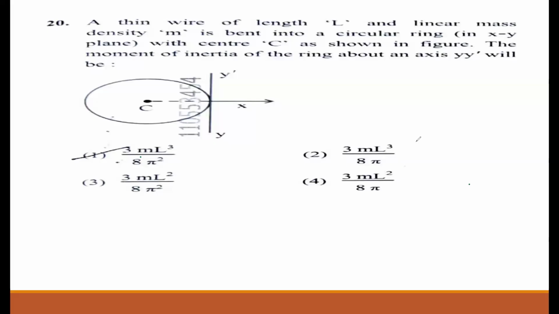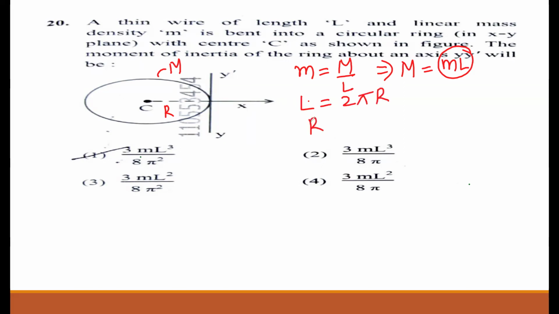Now, coming to this question here, a thin wire of length L and linear mass density M. Let its total mass be capital M. So total mass by the total length. So that means the mass of this wire would be M into L. This is the first point. And they gave the radius as R. So the total length of the wire is 2 pi R, which is the circumference. So R would be L by 2 pi. So these two points first we'll have an idea.